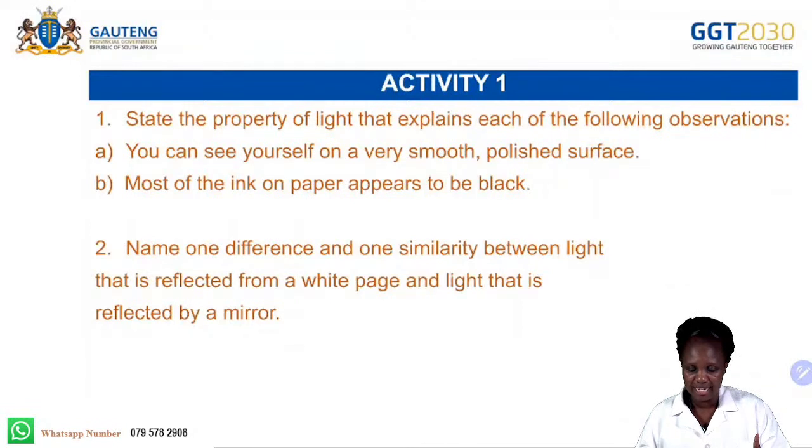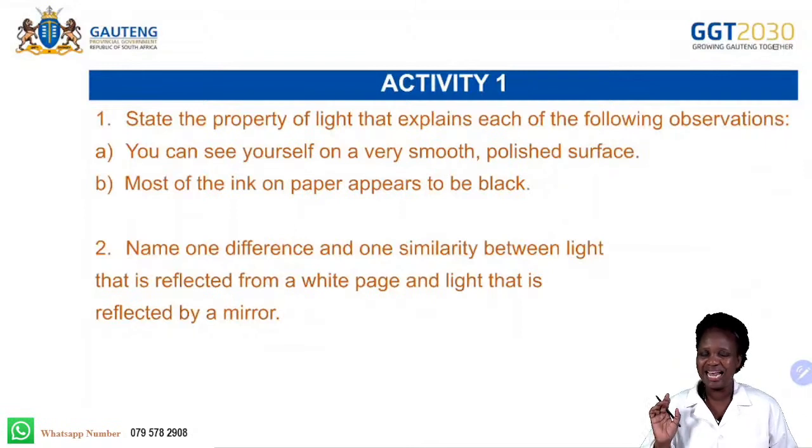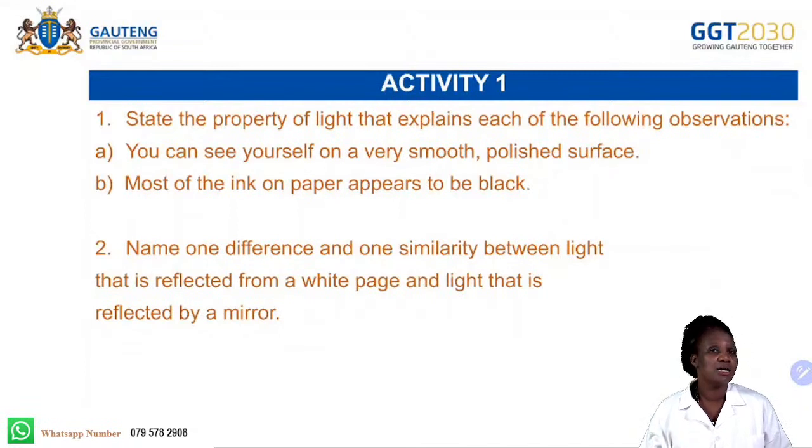State the property of light that explains each of the following observations. A, you can see yourself on a very smooth, polished surface. B, most of the ink on paper appears to be black. Then question number 2. Name a difference and one similarity between light that is reflected from a white page and light that is reflected by a mirror. I'll give you 3 minutes to answer the questions.